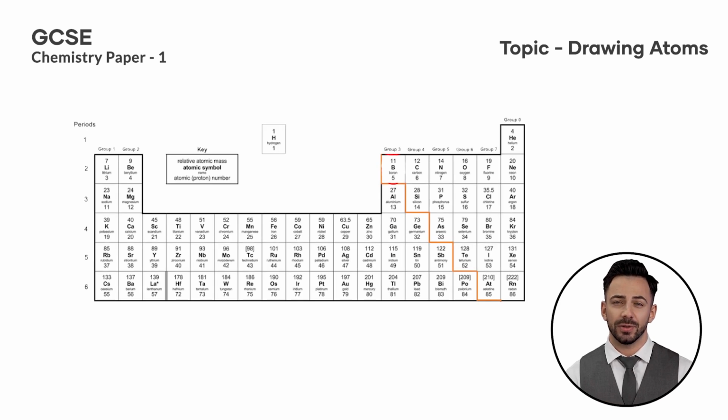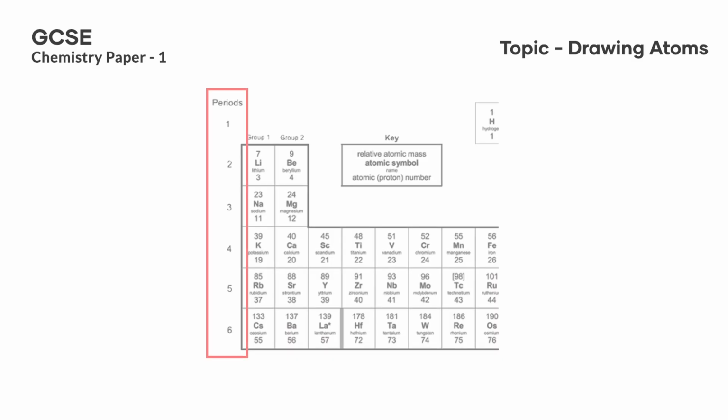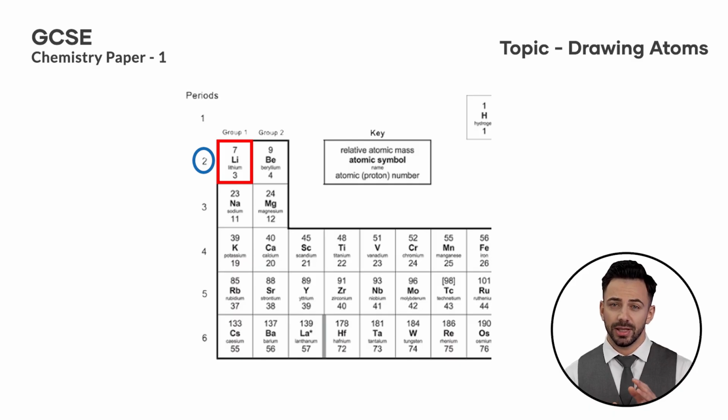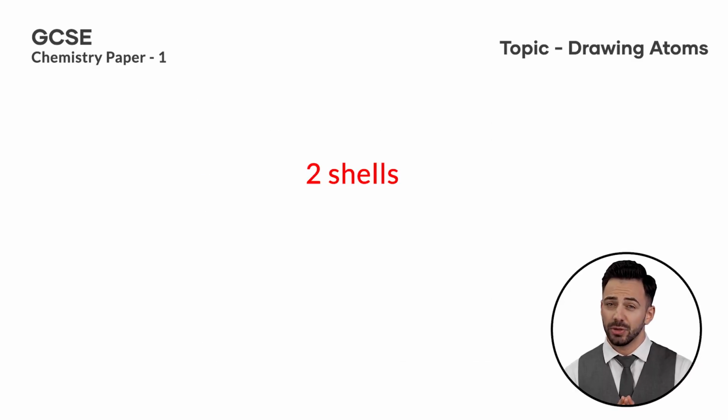Now let's connect this to the periodic table. What does the period number tell you? It tells you the number of electron shells in use. So lithium is in period 2. How many electron shells does it have? The answer is 2 shells.